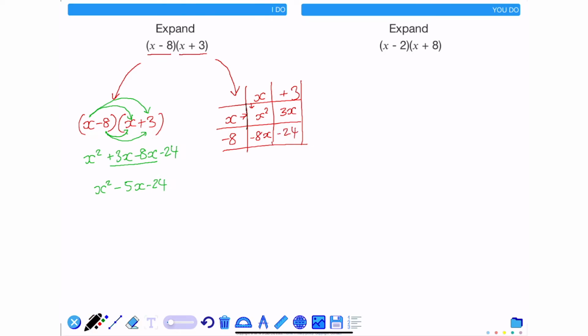So writing all of the terms that I got from the expansion in a list, I get x squared plus 3x minus 8x minus 24, which, as we've seen, the middle two terms simplify, and this gives x squared minus 5x minus 24. Either one of these two techniques is acceptable, as long as we get the final answer right. Pause the video here and have a go at the question on the right hand side. When you're ready for the answer, press play.